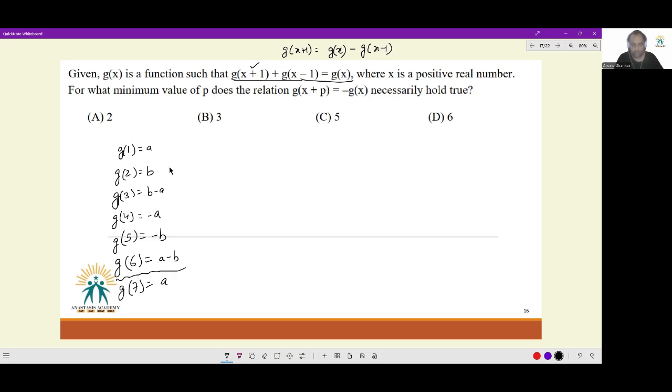And this is the spot after which repetition will start happening. g8 is a minus b. This will turn to b. And as soon as the first two terms are a and b, everything else falls in place. It will start repeating itself. Now the question was g of x plus some number is equal to minus of g(x). If g1 is a, where am I getting minus a? I'm getting it at 4, which is 3 forward. Answer to the question is option B, 3.